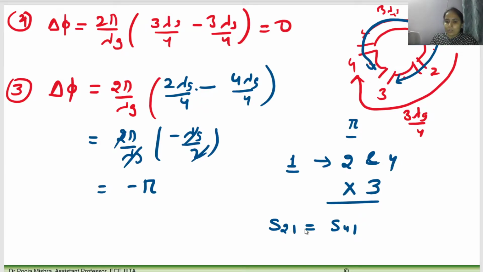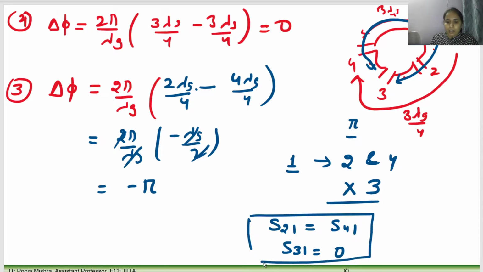So we'll say S21 is equal to S41 while S31 is equal to 0. Okay, so this is the condition we have obtained here. Similarly, if you send the signal from port 2, it will appear from port 3 and port 1. It will not appear from port 4. If you send the signal from port 3, it will appear at port 4 and port 1. It will not appear from port 2.